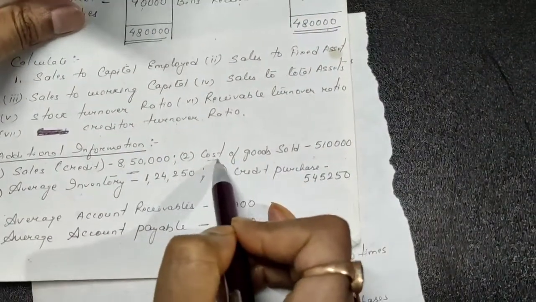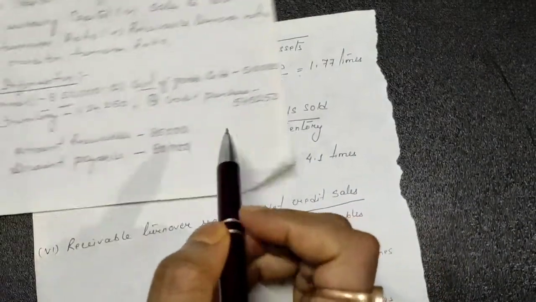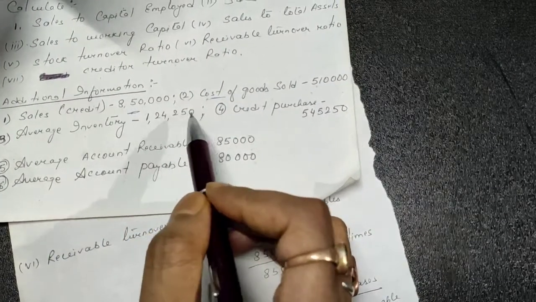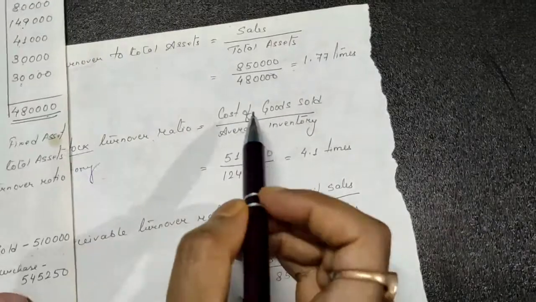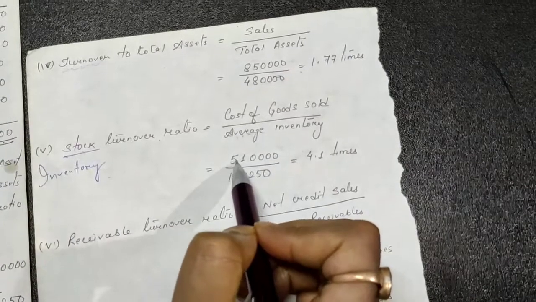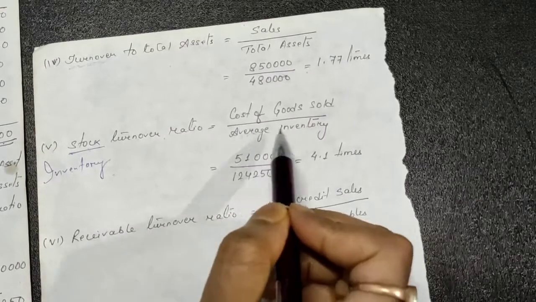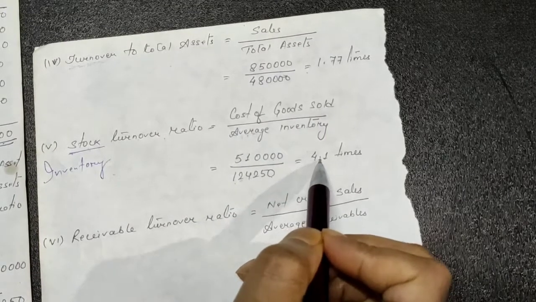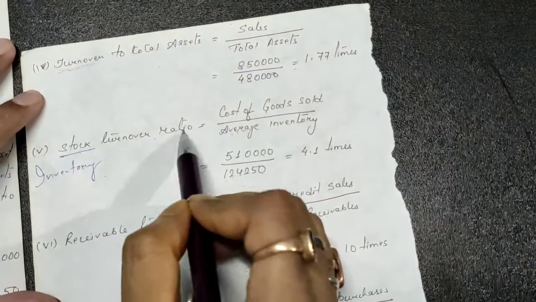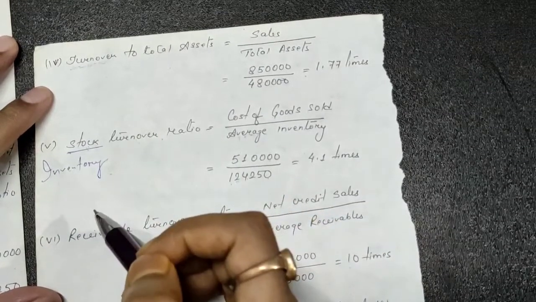You see here, cost of goods sold is given, 5,10,000, and what else you need here? Average inventory. Average inventory is also given here. It's 1,24,250. Got it? So we don't need to do any kind of working or calculation to find out these two amounts. So we can write the amounts directly from the question, 5,10,000 and 1,24,250 average inventory. So by dividing this, how much you'll get here? 4.1 times. So in that way we can solve this formula, stock turnover ratio, which can also be called inventory turnover ratio. Okay, let's move on to the next formula.